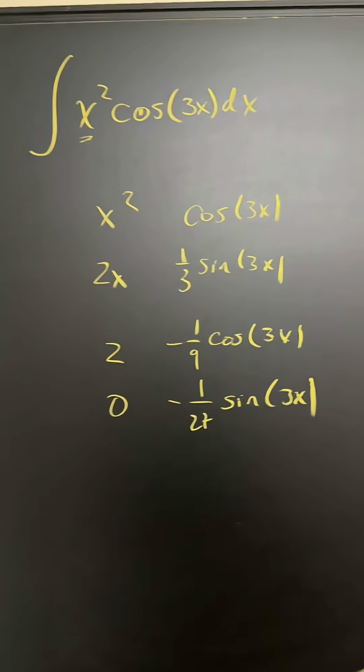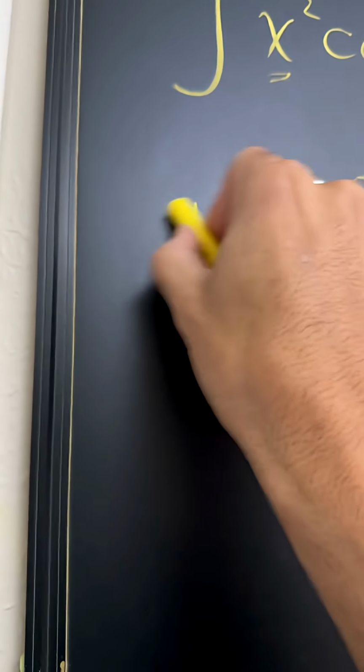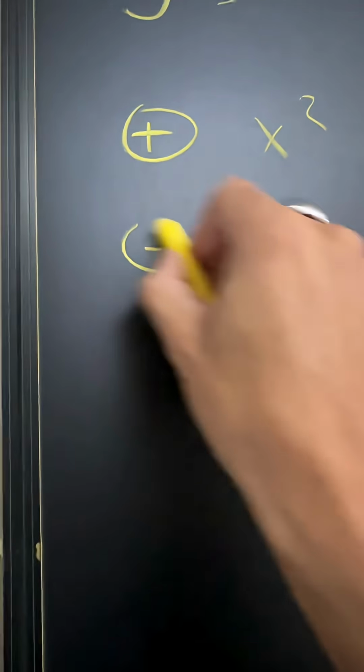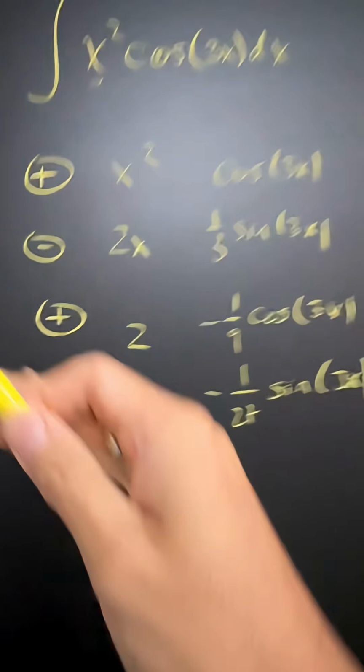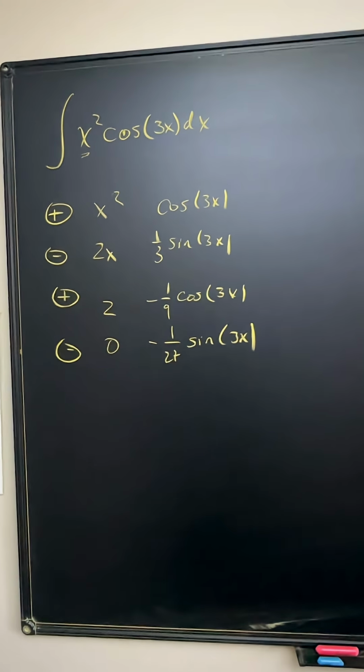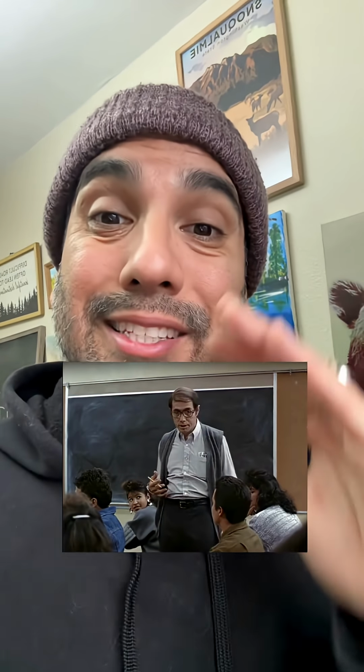And now what you do here is you're gonna go on this side and start off with the plus, and you're gonna alternate all the way down. And this will set us up for the tic-tac-toe. And by now, you probably recognize this from Stand and Deliver, where Mr. Escalante talked about the tic-tac-toe method.